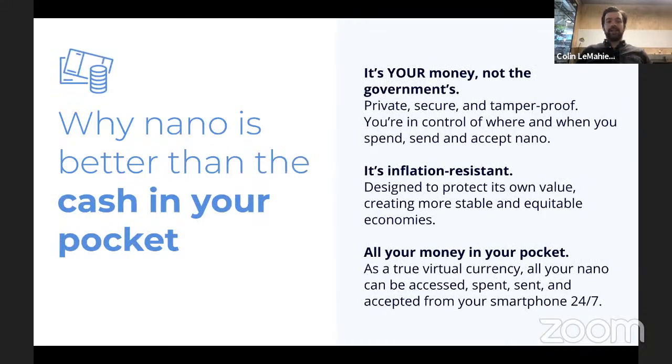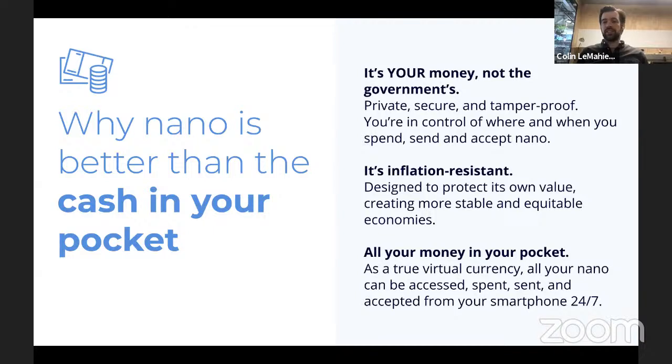Why is Nano better than cash in your pocket? Well, with Nano, it's money in your pocket. If you have the keys, it's your money, and you can use it as you wish. If your money is locked up by a third party, you're kind of at their whims as to how it can be used.